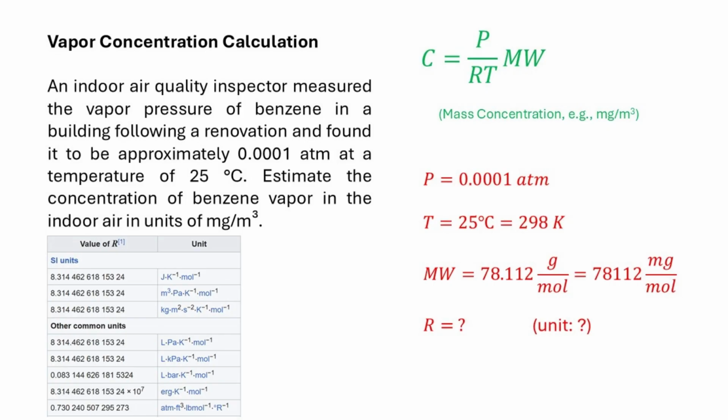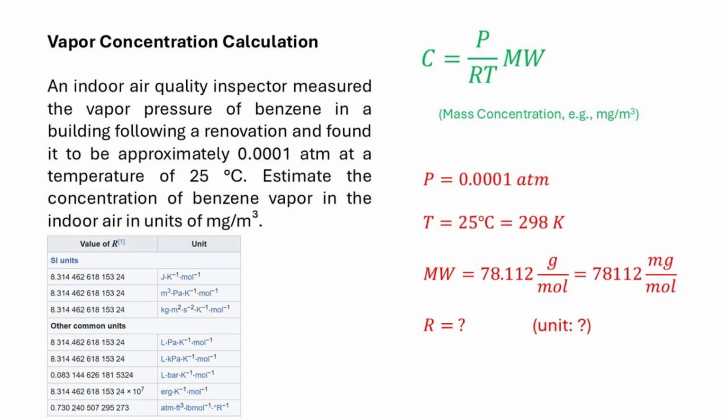Pressure of vapor P equals 0.0001 atm. T equals 25 degrees Celsius, that is approximately 298 Kelvin. Molecular weight of benzene is 78.112 grams per mole, and since our target mass concentration is milligrams per cubic meter, let's convert this gram per mole into milligrams per mole. So we have 78,112 milligrams per mole.